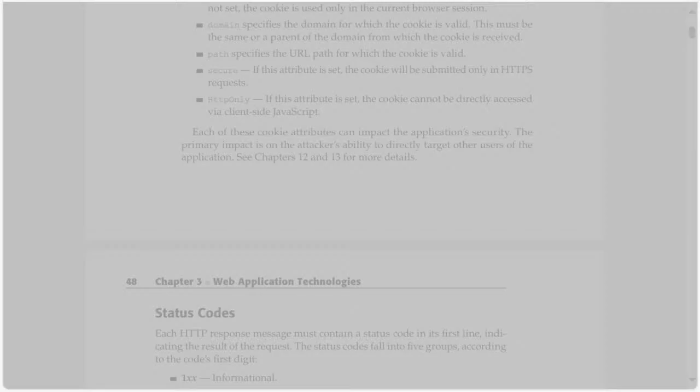If this attribute is not set, the cookie is used only in the current browser session. Domain specifies the domain for which the cookie is valid. This must be the same or parent of the domain from which the cookie is received. Path specifies the URL path for which the cookie is valid.